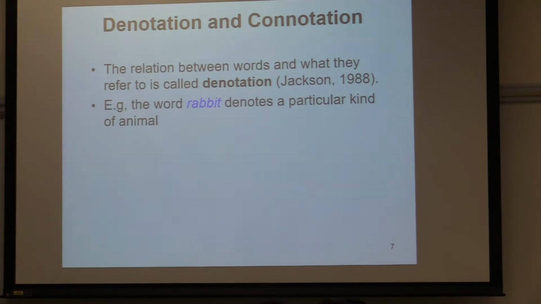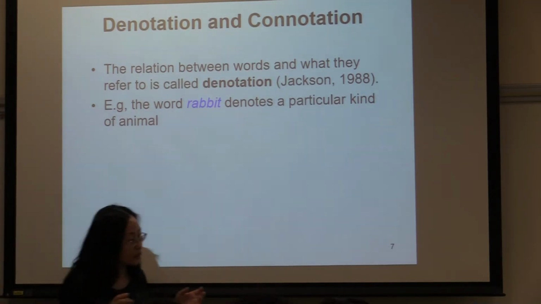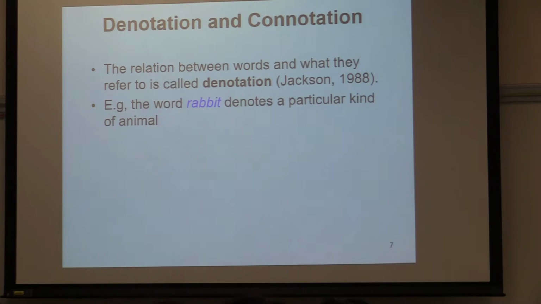For example, rabbit. Rabbit is a kind of animal, right? So immediately you have this kind of animal in your mind. So that's the denotation of rabbit. So what's the connotation of rabbit? Cute. Yes.